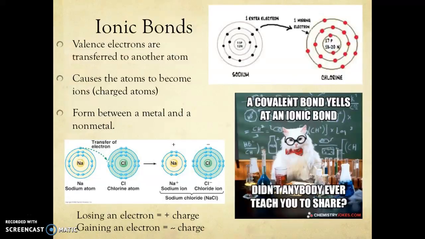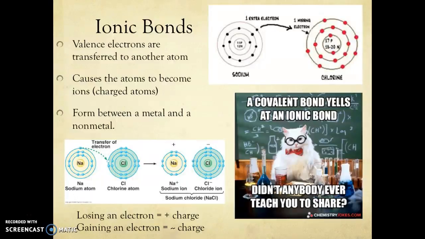Ionic bonds are when valence electrons are transferred from one atom to another. So basically what happens is one atom will give away an electron to another. When we were talking about valence electrons, we talked about sodium and chlorine. Sodium has one valence electron. It wants to get rid of it, so it gets to 0. Chlorine has 7 valence electrons, so it needs 1 to get to 8. So sodium is going to take that extra electron that it has, and it's going to give it to chlorine.